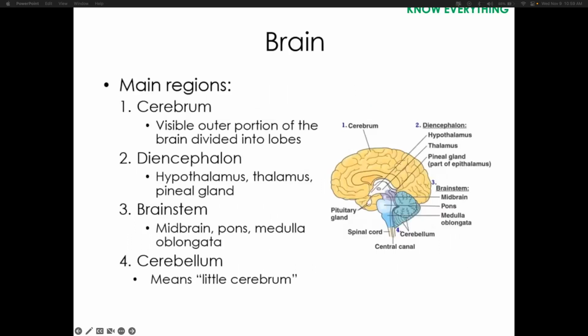There's the cerebrum, which is the visible outer portion of the brain divided into lobes. The diencephalon, which contains the hypothalamus, the thalamus, and the pineal gland. The brainstem, which has the midbrain, the pons, and the medulla oblongata. And lastly, we have the cerebellum, which means little brain, down here in the back.